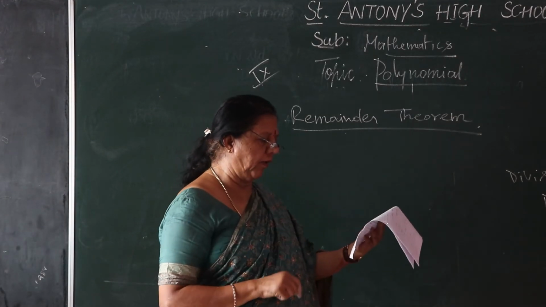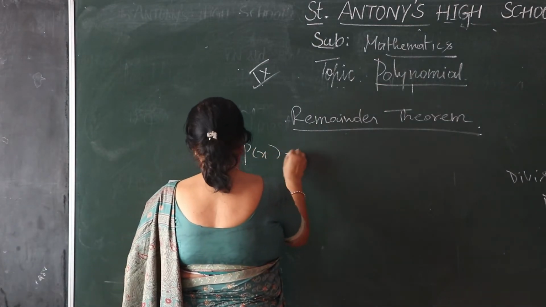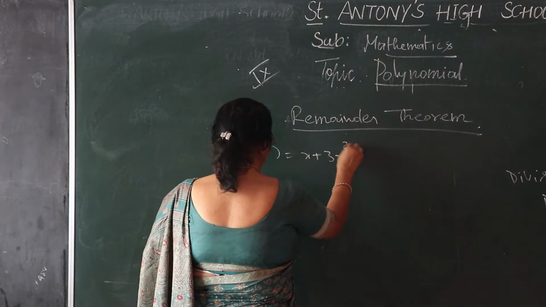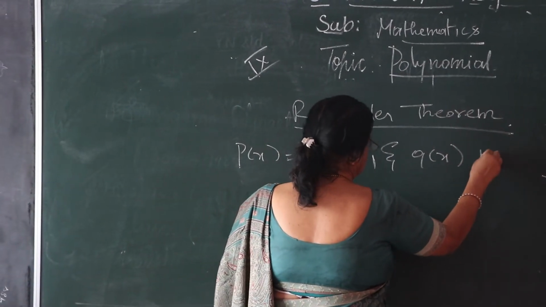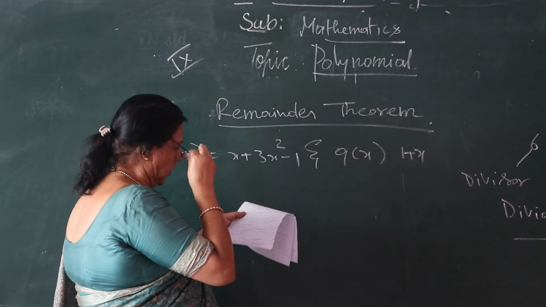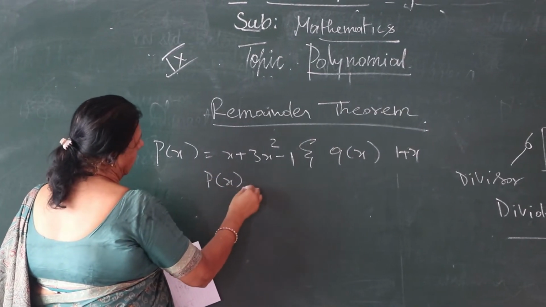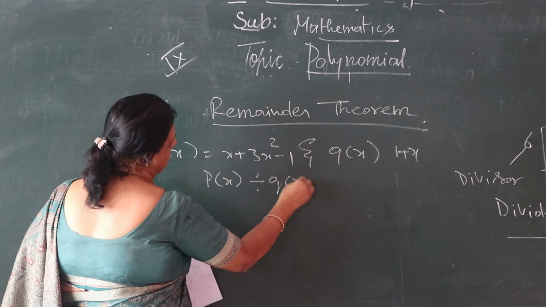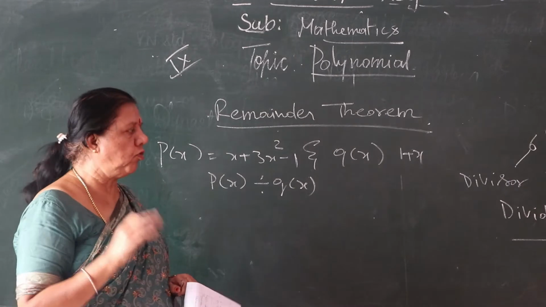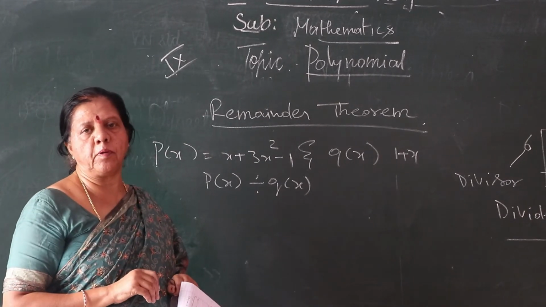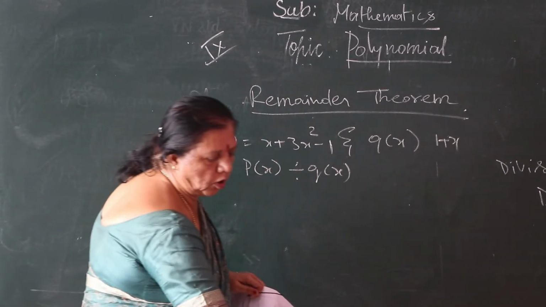So here they have given in the example. So P(x), polynomial in x variable, is equal to x plus 3x square minus 1 and g(x) is equal to 1 plus x. Here, so we have to divide. So p of x divided by g of x. This is just a model of our understanding how to solve the problem. Okay. So now, how do you solve this problem? Here we are solving the problem.